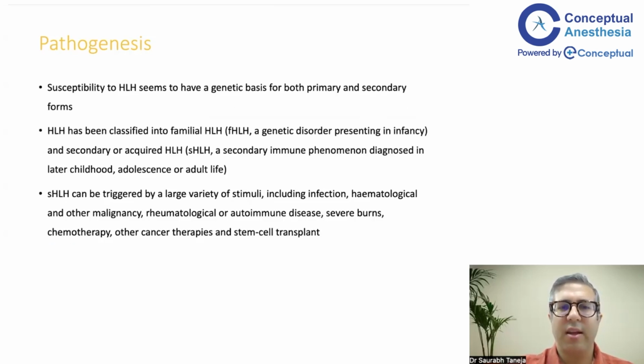Nowadays, in our evaluations, we tend to find a genetic basis for both primary and secondary forms. It can be familial HLH, which is a genetic disorder, or secondary or acquired HLH. And again, as I told you, it can be triggered by many things: infection, hematologic or other malignancies, rheumatologic or autoimmune disease, chemotherapy, stem cell transplant. So practically most of the serious things that we encounter can trigger HLH.